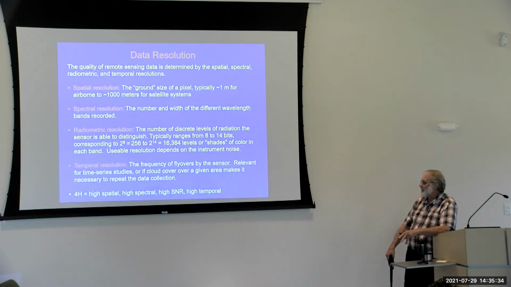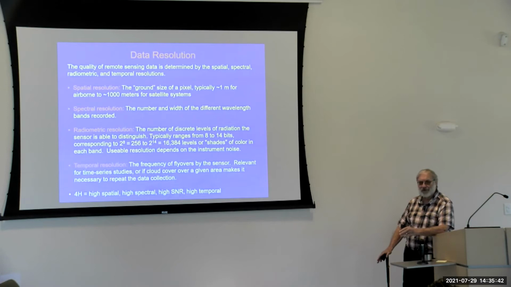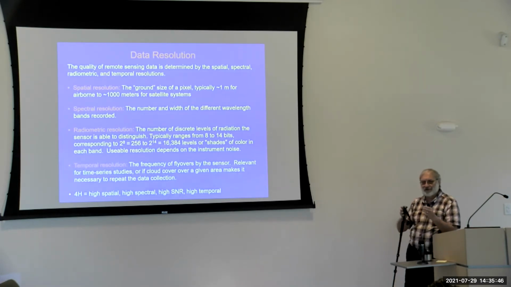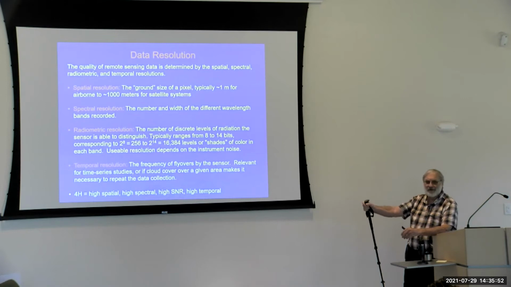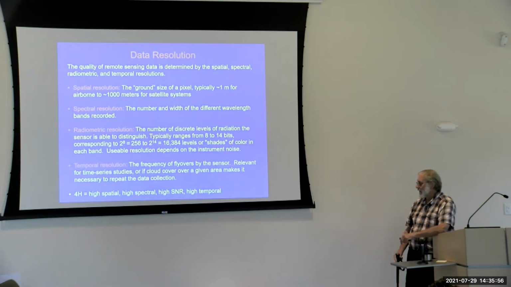The spectral resolution refers to the number and width of the different wavelength bands that are being recorded. MODIS, for example, is a multispectral system, and the bandwidths are typically about 10 nanometers. A hyperspectral system might have 80 bands over the visible, and they might be 4 or 5 nanometers in width.